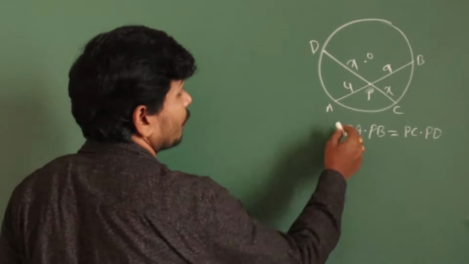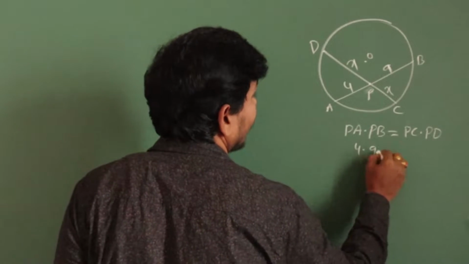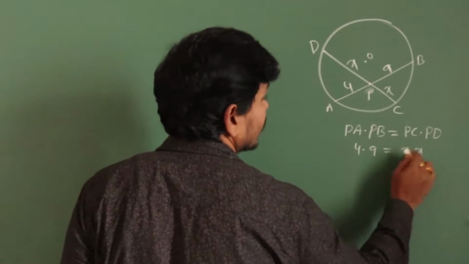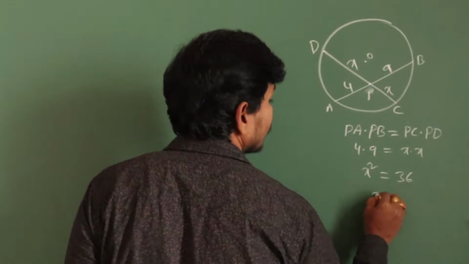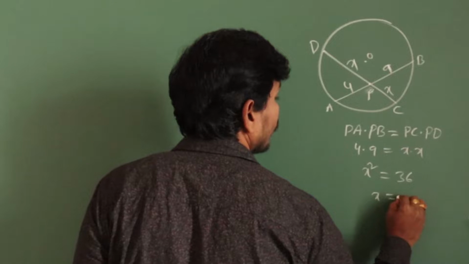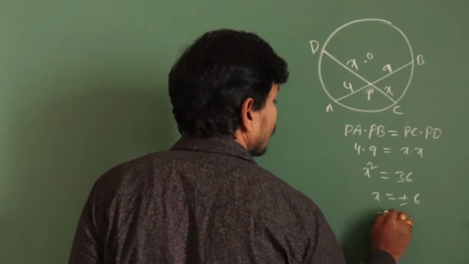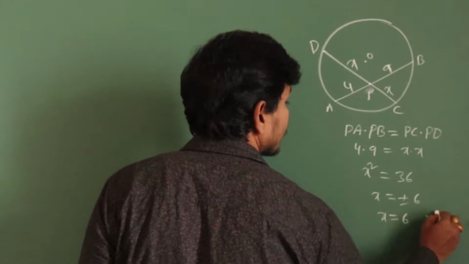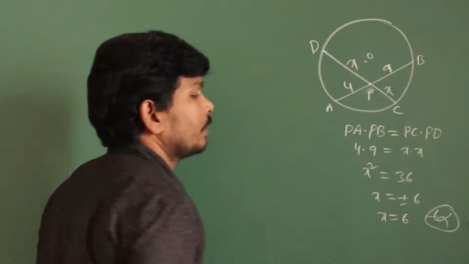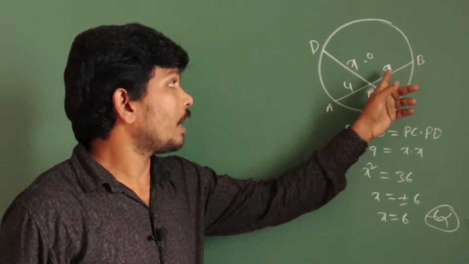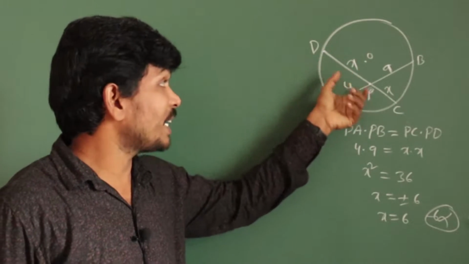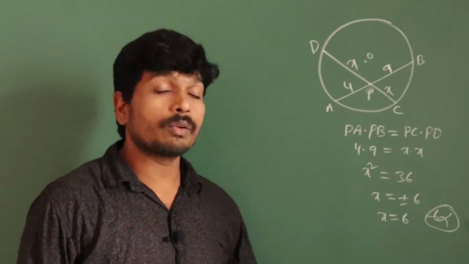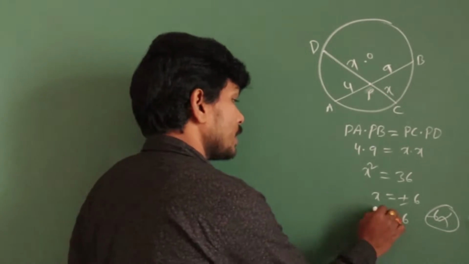Okay. What is your PA value? 4. 4 into 9 is equal to X into X, X square. 9 4s are 36. X is equal to plus or minus 6. X value must be taken as 6. Minus 6 should not be taken, because these are the lengths of the line segments. So that's why negative couldn't be taken. Your X value is 6.